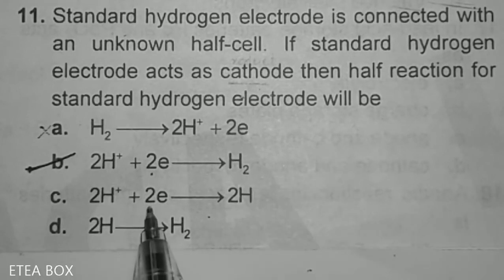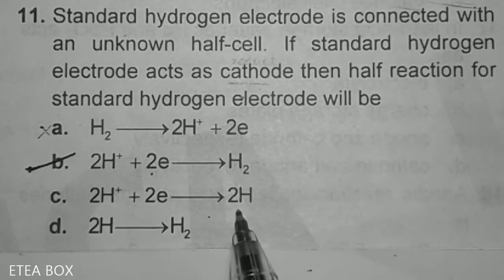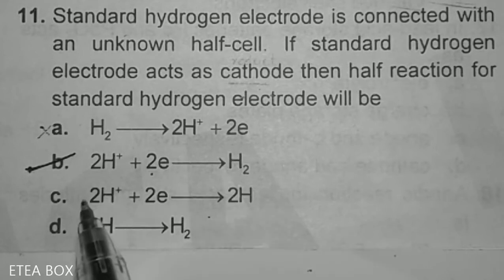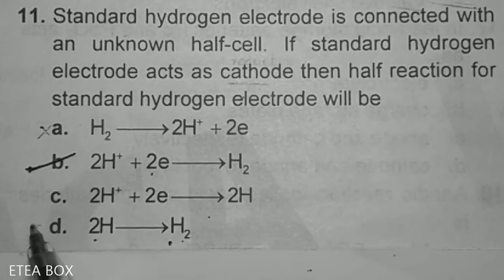Look at the C option, gain of electron occurred but hydrogen gas has not formed. This one is totally incorrect reaction. Okay, and this one is also incorrect because it is directly converted into H2. This one is also incorrect. So the correct statement is option B.